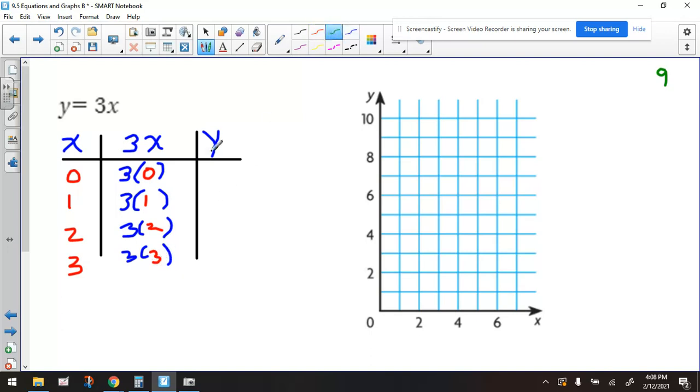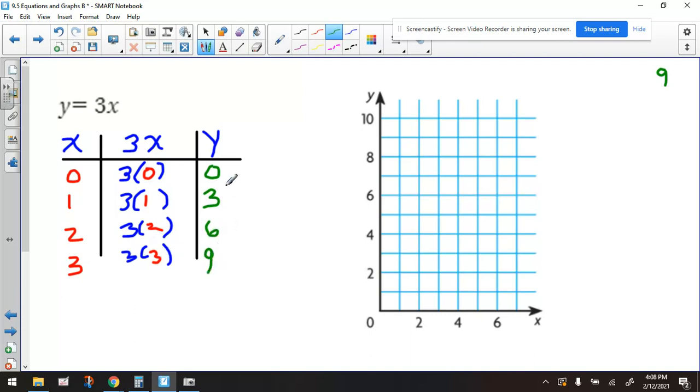All right, and now let's figure out the y values. So if we actually multiply 3 times 0, because that's what that means, multiply, we'll get a 0. If we do 3 times 1, we'll get a 3. If we do 3 times 2, we'll get 6. And if we do 3 times 3, we'll get 9.